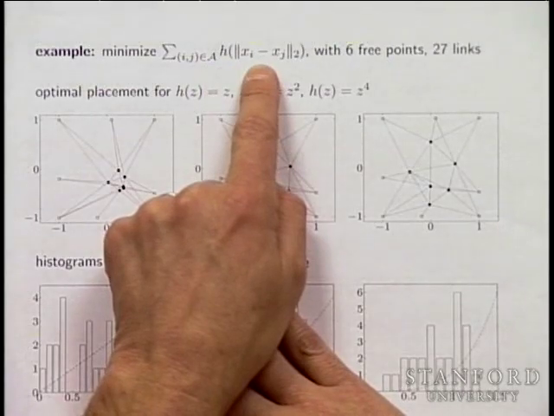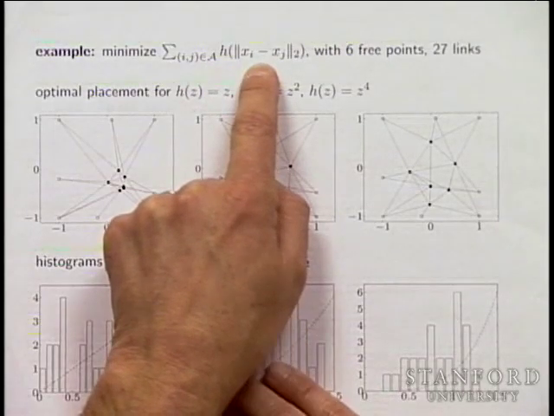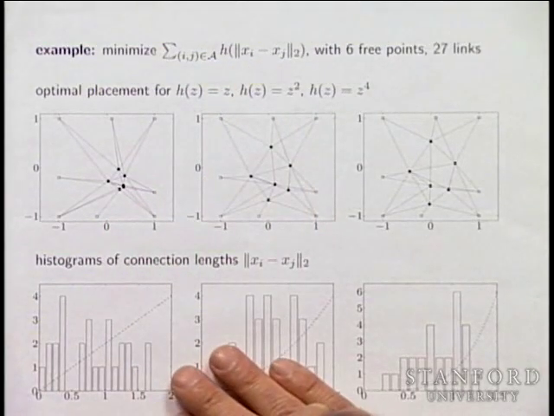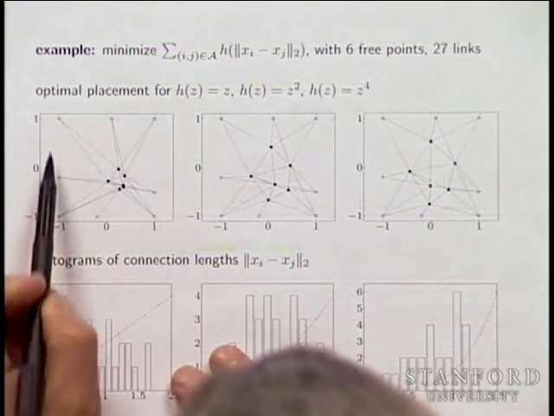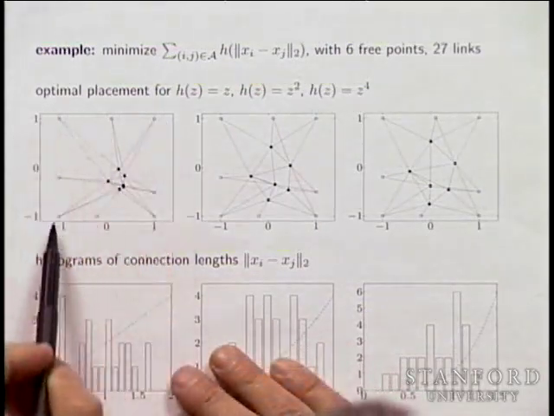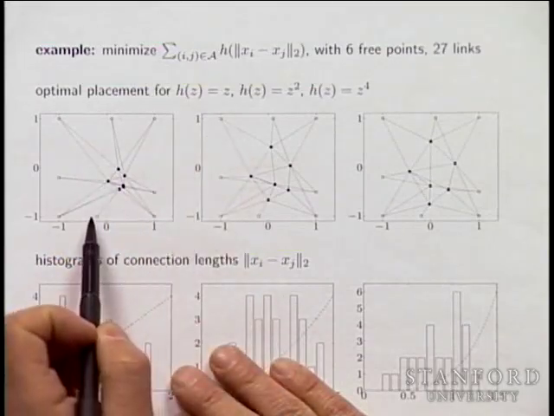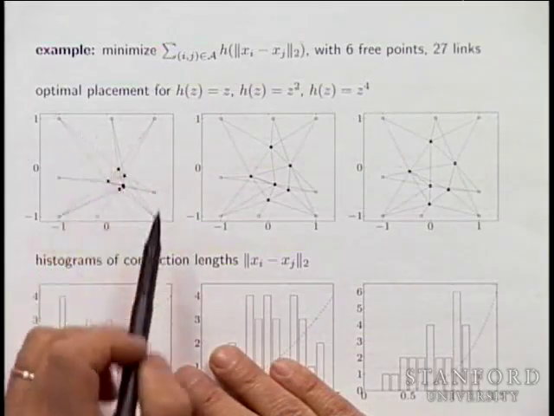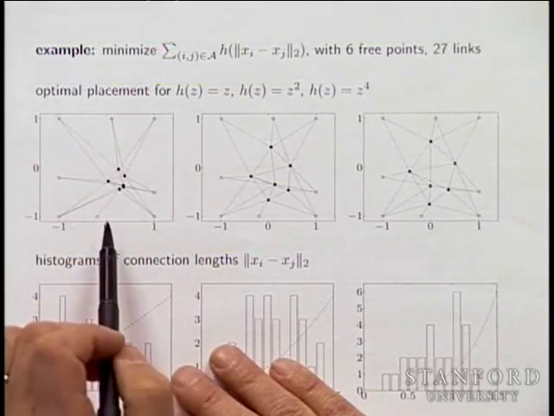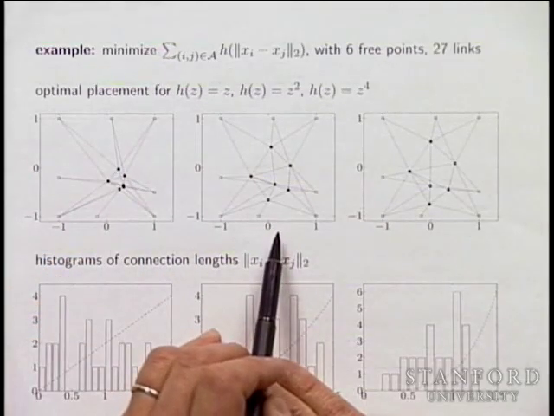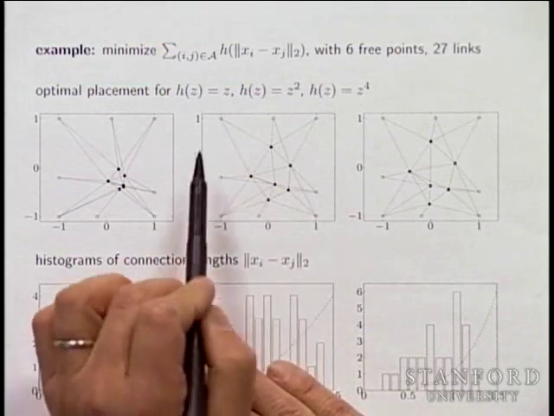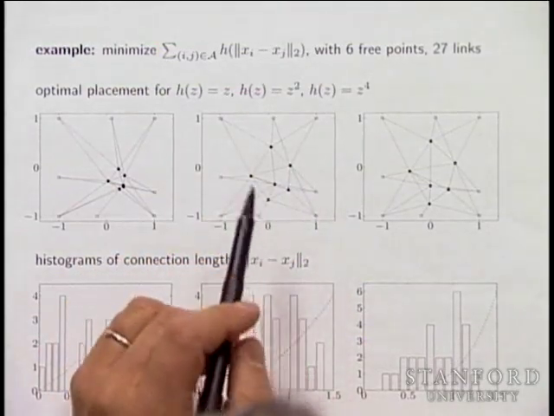We're going to minimize a function of a 2 norm of the distance of the pairs. We have 6 free points, and I think the anchor points are these around here. There's 27 links here, and here are the 6 free points. If you minimize the sum of the norms, you get this picture here. If you minimize the sum of the squares of the norms, you get this. And you can actually see what's happened here.